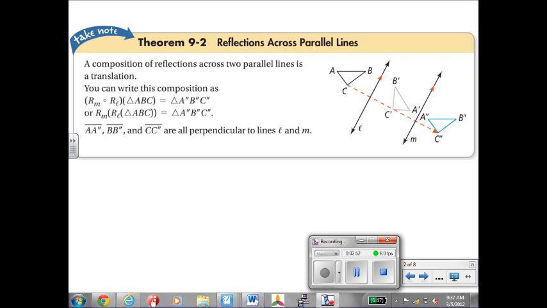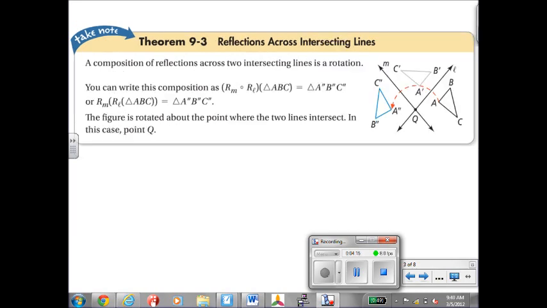Although you would still be able to tell that it's a translation. You just wouldn't be translating at the right distance. So always start from the inside and work your way out. That's going to always be the case even when we do compositions of functions later on. Okay? Start on the inside and then work your way out. So we reflect across L first, and then we reflect across M to get our final spot.